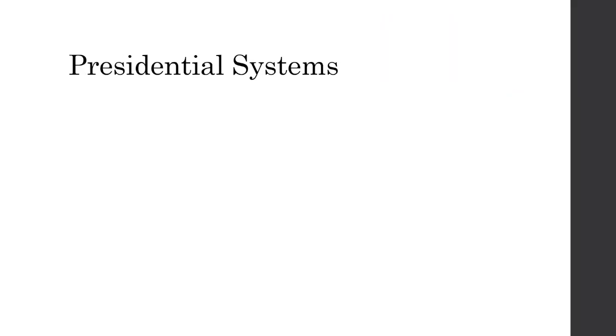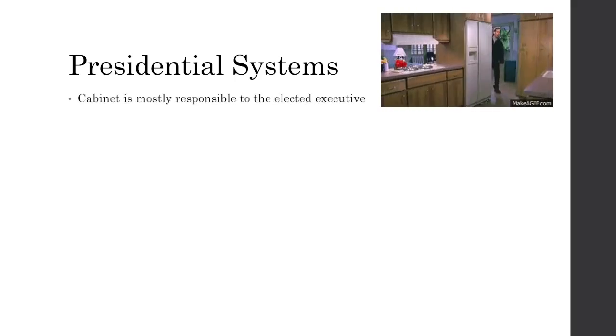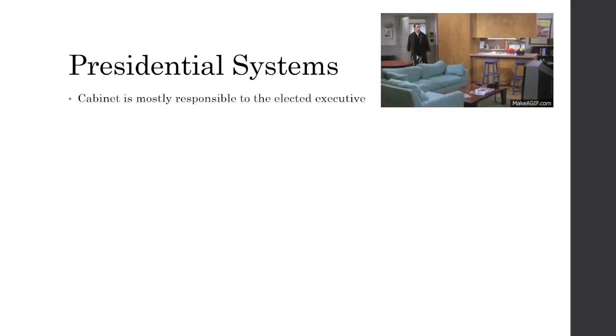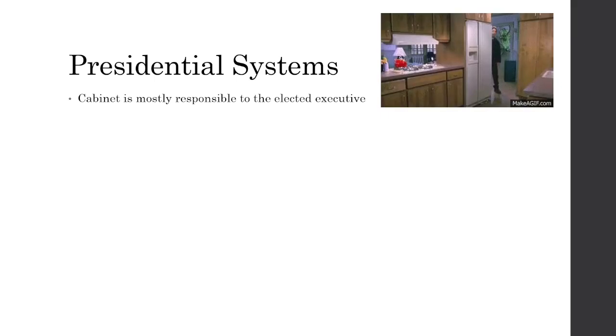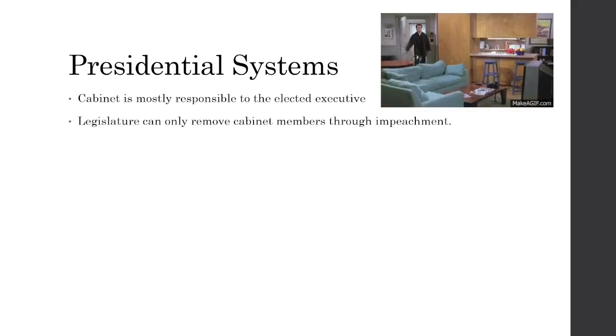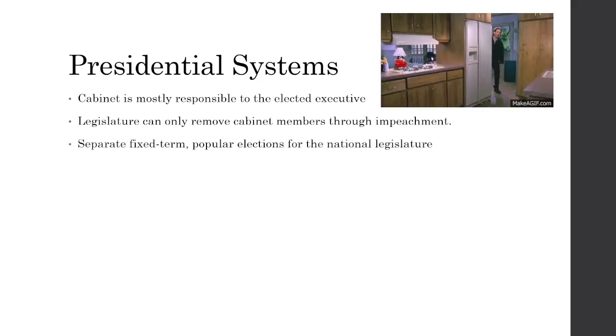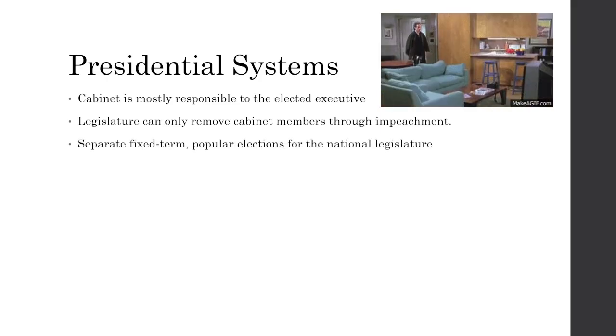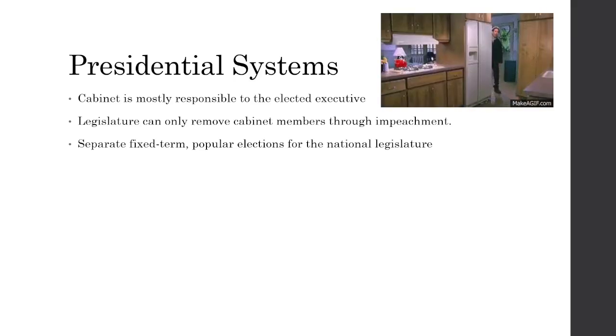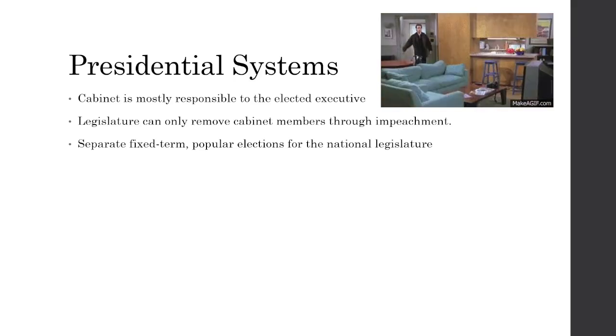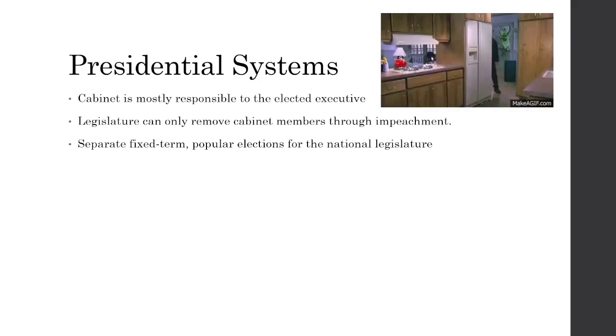Now let's talk about presidential systems, which is what the United States is. It has a cabinet that is mostly responsible to the elected executive, which is the president. The legislator can remove cabinet members through impeachment, and they can remove the president. There are separate fixed-term popular elections for the national legislature. So what this means is that the legislator and the executive are not fused like in a parliamentary system.